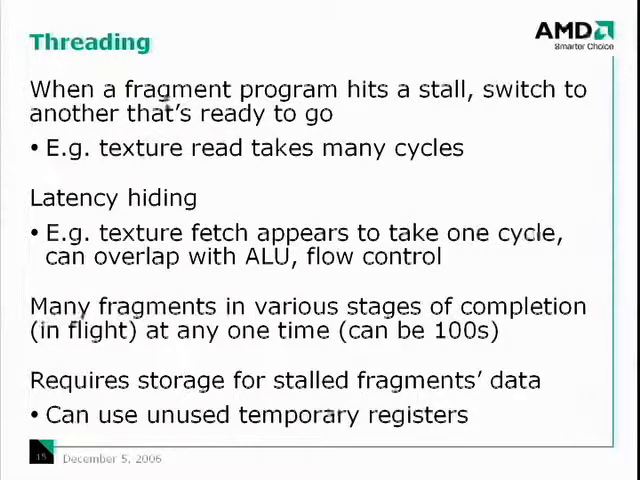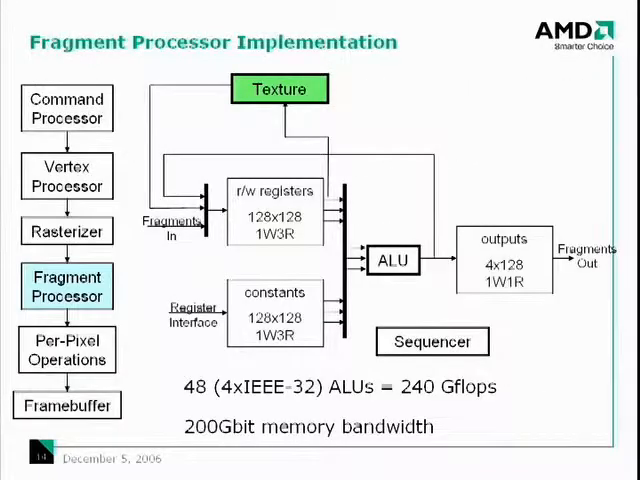One thing that's important about the way the fragment processors work is there's this notion of threading. On modern graphics hardware, when a fragment program hits a stall, you want to switch to something else that's ready to go. For instance, when I go out and fetch something from texture, it may not be in cache, and even if it is, it takes a long time for it to come back, as far as this thing's concerned. This thing's running at 650 megahertz. You have to wait for that data to come back.